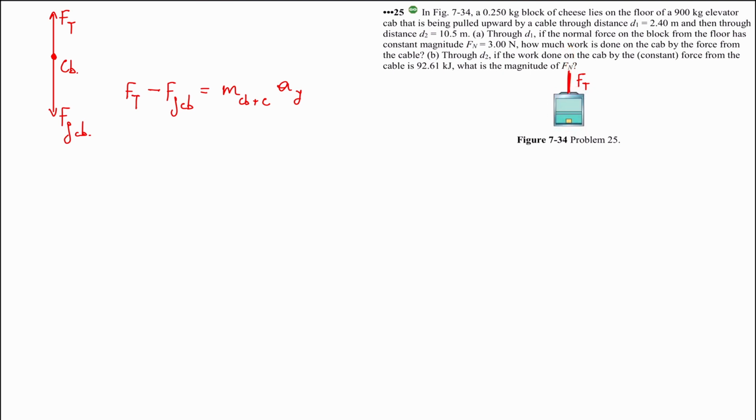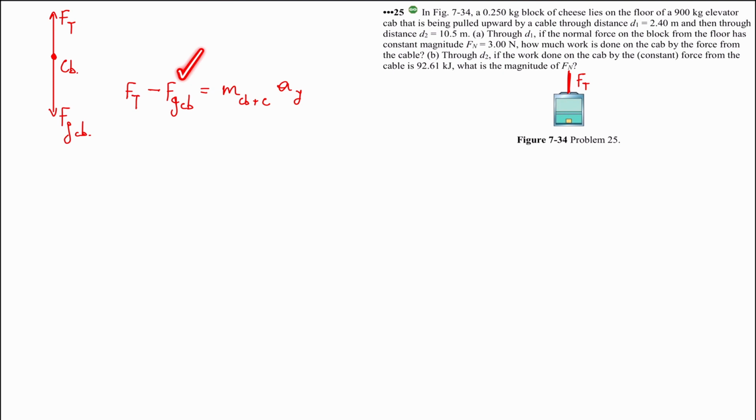According to the cable, it needs to support both the 900 kilograms of the cab together with the 0.5 kilograms of the cheese. So that's what's important here. Then we have this Ay as an unknown, but we know it's going to be common to the cab and also to the cheese.